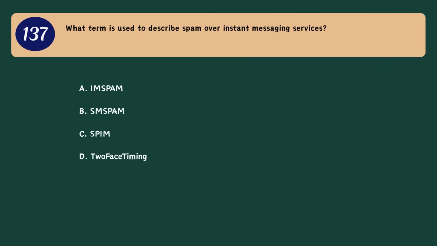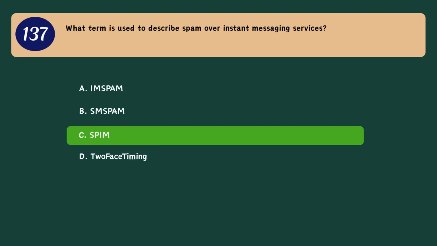Question 137. What term is used to describe spam over instant messaging services? A. IMSPAM. B. SMSPAM. C. SPIM. D. Two-face timing. Correct answer. C. SPIM.